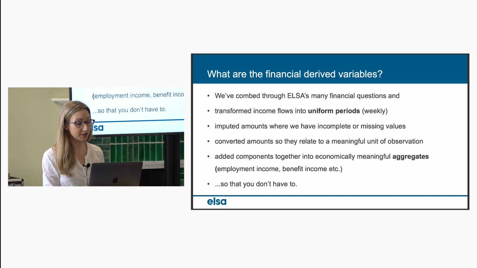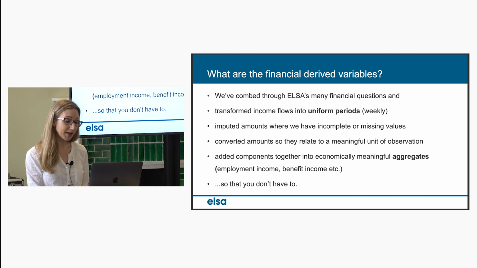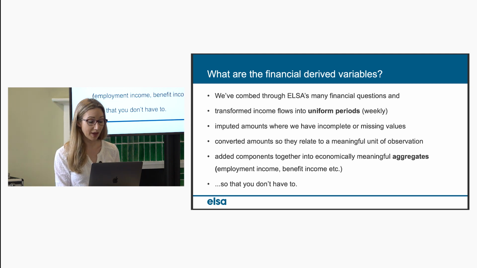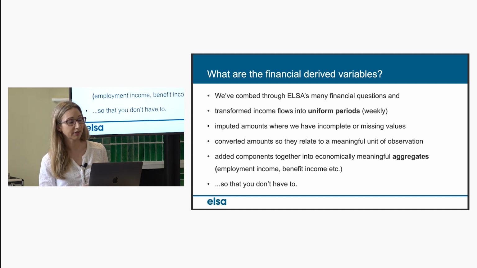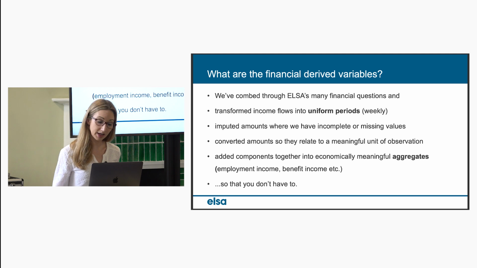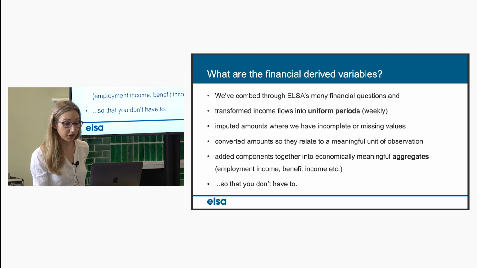We have imputed amounts of income and wealth where we have incomplete or missing values. So if people say they don't know, then we don't immediately say, okay, that's fine. We say to them, well, could you tell us whether it was, for example, more than £200 or less than £200? And again, that adds another complexity into the data. But to make the end user's life easier, we've imputed values where that happens. We've added all the components together into economically meaningful aggregates like employment income, benefit income, and so on, so that you don't have to.